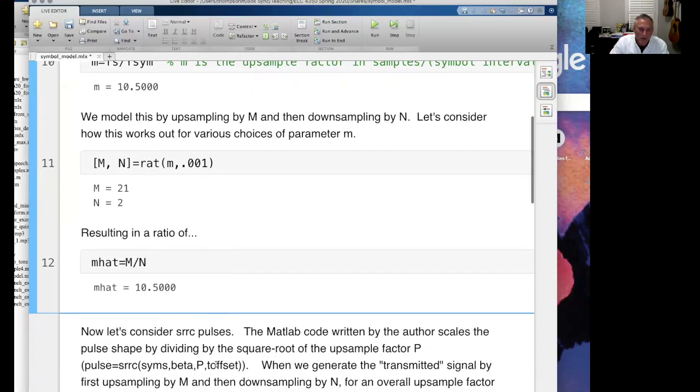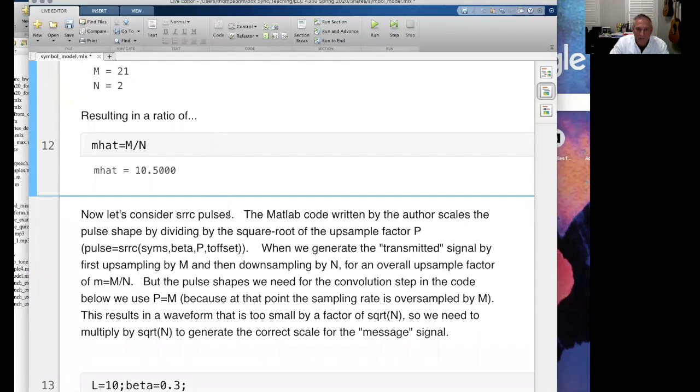Okay, what I want to do next is take a look at the square root raised cosine pulses. It turns out that the way the author wrote the M files, or wrote Matlab code, to do SRRC pulses, he ended up scaling that by the upsample factor P. And there's lots of good reasons for doing that. So when you call this function, the call is pulse equals SRRC, then you give it the number of symbols that the pulse extends over, you give it the roll-off factor, and then you give it the upsample factor P.